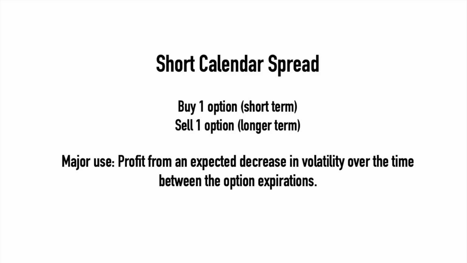And a short calendar spread is constructed by buying one shorter term option and selling a longer term option. And this is generally used to profit from an expected decrease in volatility over the time between the two options.